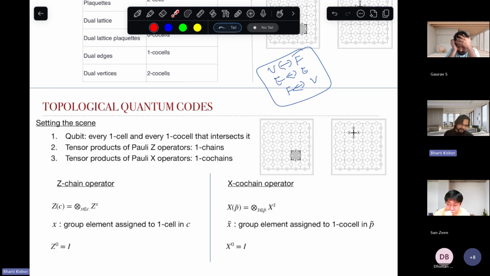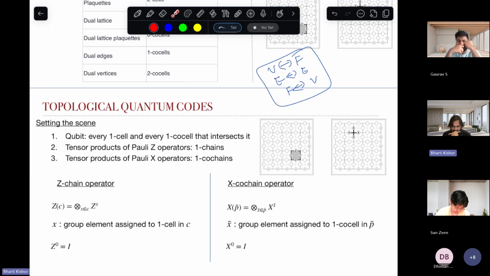So in this way we can get Z operators and X operators. Z operators come from chains, and X operators come from one cochains. In general you can define this for general chains also, but I was just talking here about one chain and one cochain.